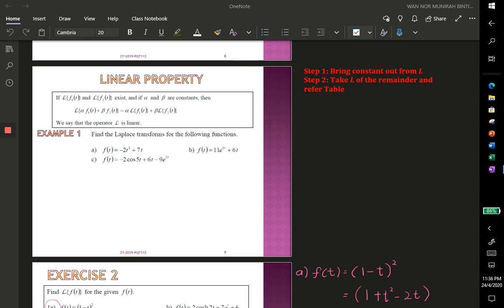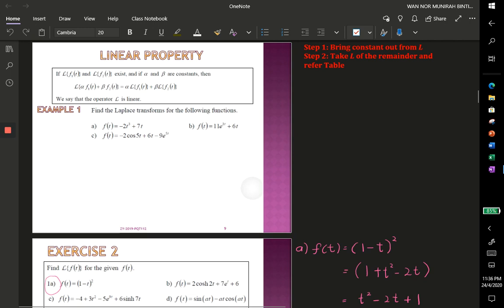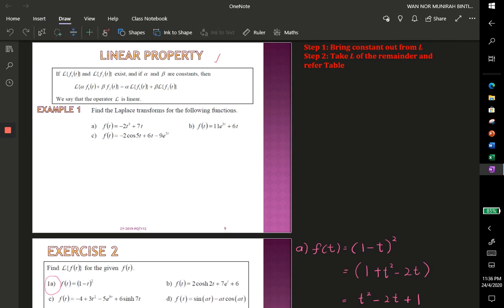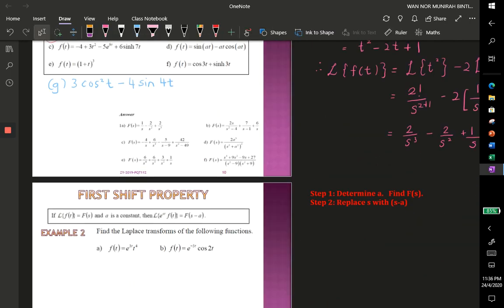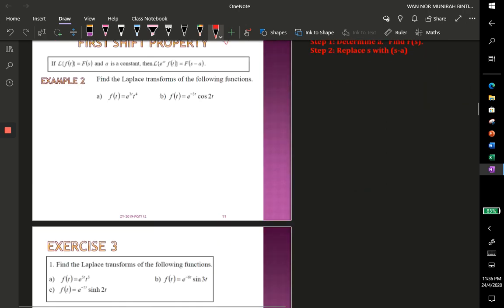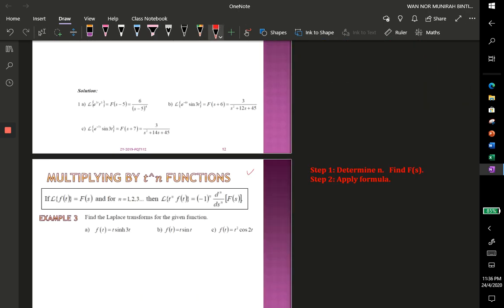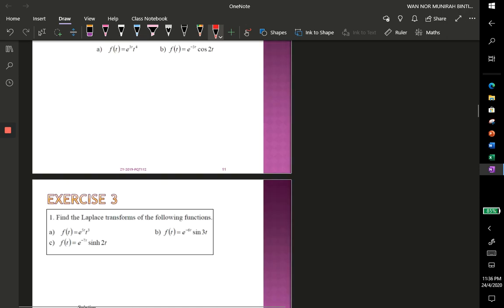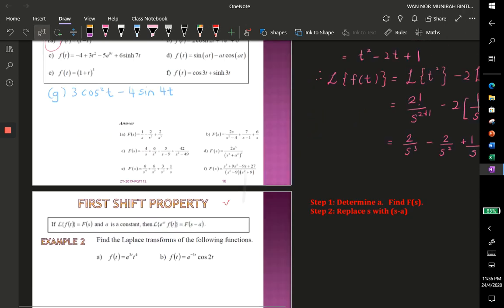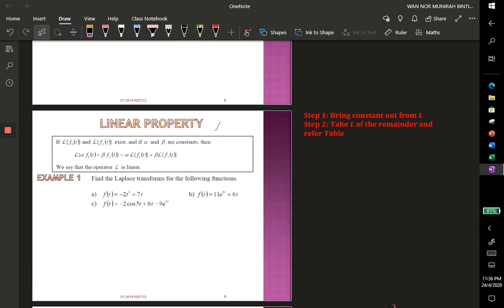In specific, the properties of Laplace transform. But in this short video, I just want to show you the linearity property. We have three properties in Laplace transform. The first one is the linearity property. The second one, we will discuss, is the first shift property. And the last one is the multiplication by t to the n. But in this video, let me teach you the linearity property first.